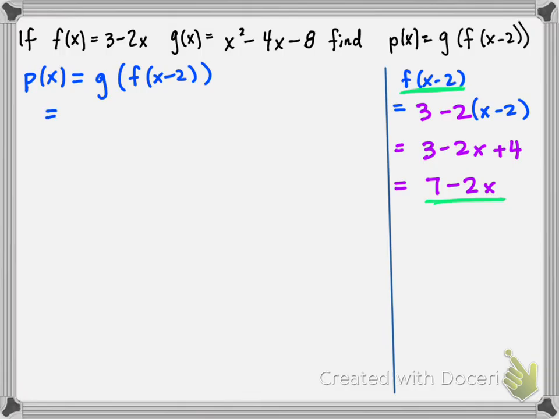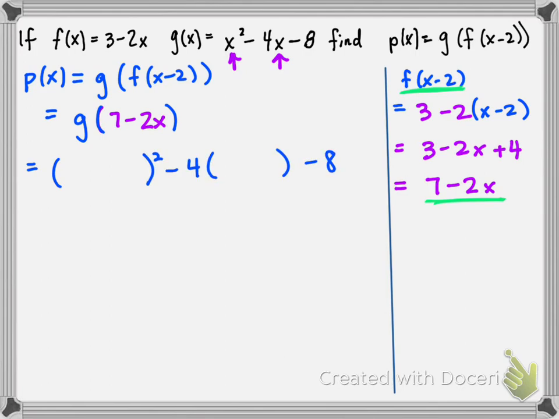So what the question's really asking me to do is go to the g function and input 7 minus 2x for every x that appears in the g function. Okay, so now I say something squared minus 4 times something minus 8. That is the basis of my g of x function.